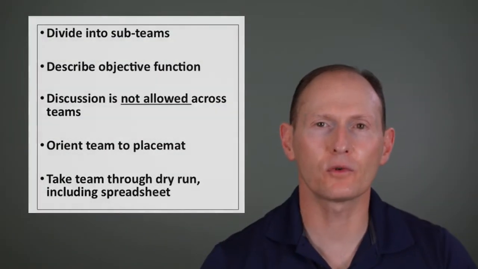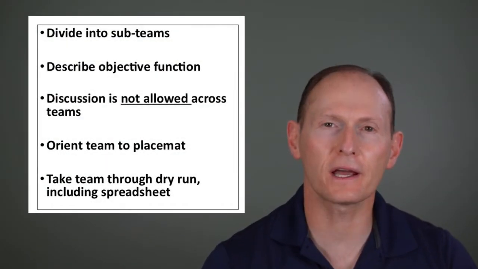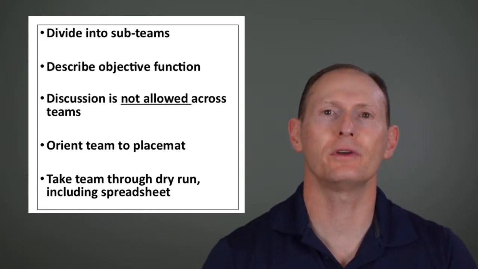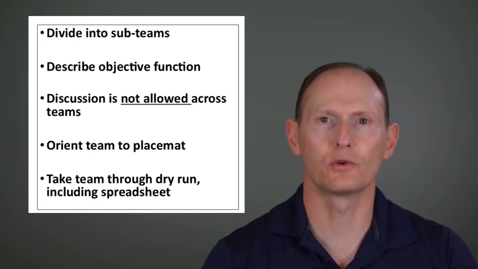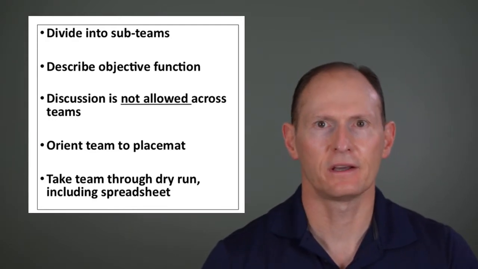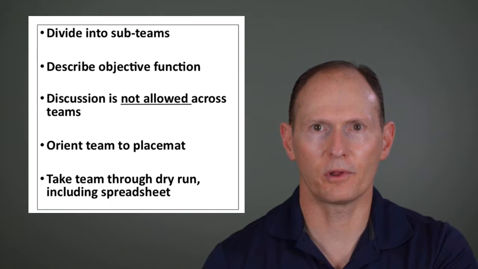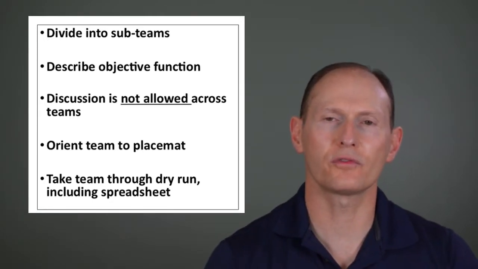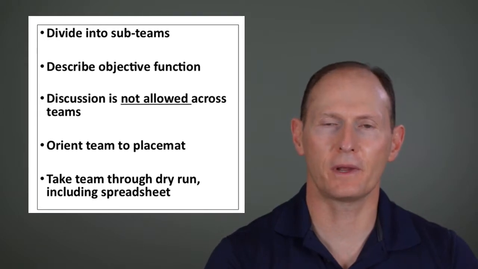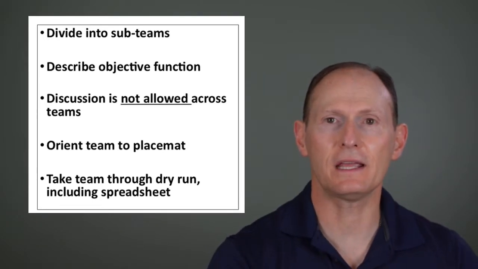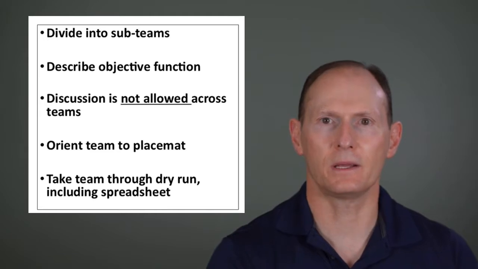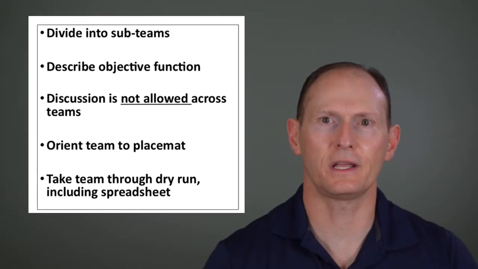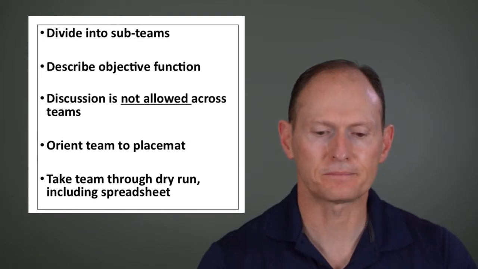This video will discuss how to run the beer game in terms of how to organize and orient the team. So the first thing you want to do is to divide people into groups of sub-teams. So you'll have people playing the retailer, people playing the distributor, people playing the wholesaler, and people playing the manufacturer. And you could have teams of these sub-teams that you run at the same time, but I'm just going to talk about the one group of teams and these sub-teams.